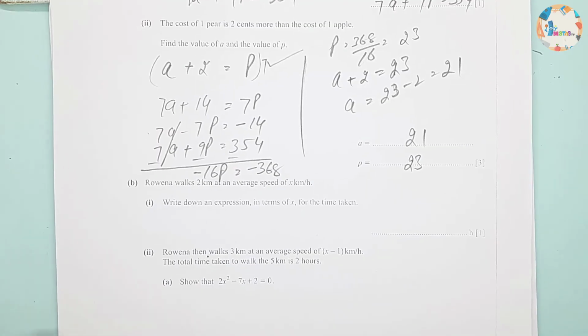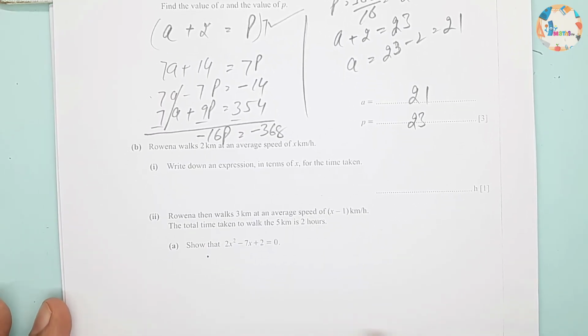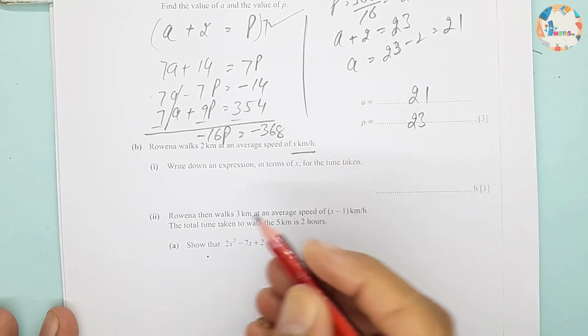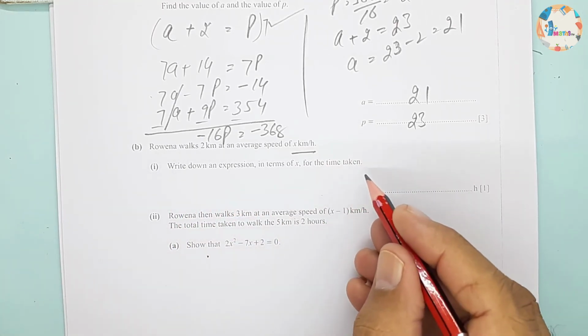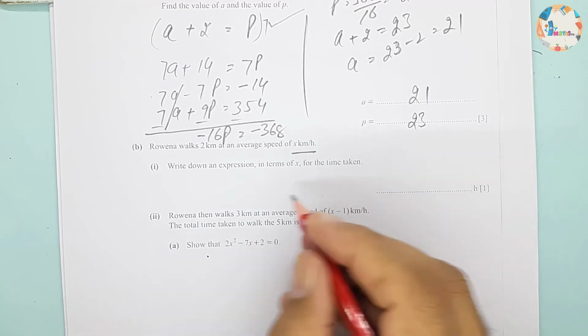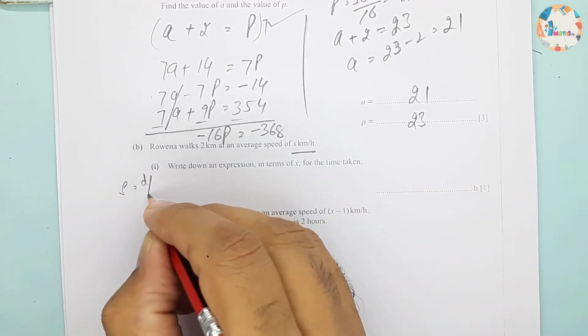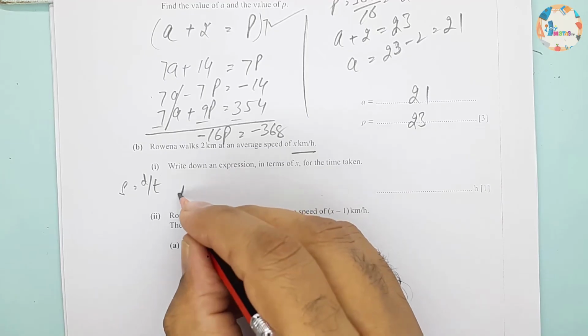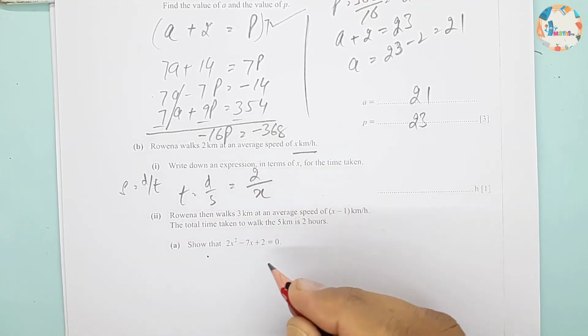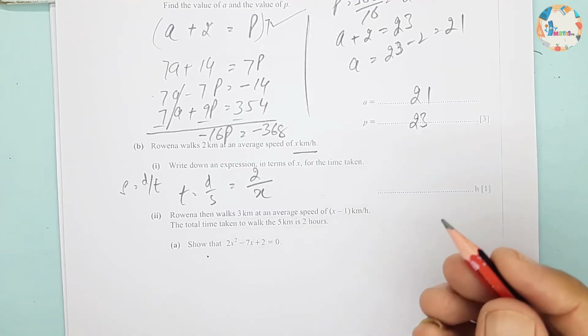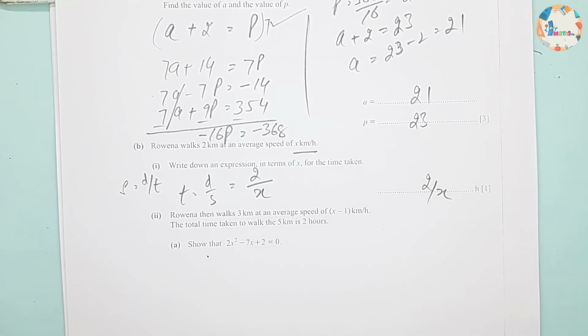Now Rowena walks 2 kilometers at an average speed of x km per hour. Write an expression in terms of x for the time taken. So speed is equal to distance over time. This is the relation. So t will be equal to distance over speed, and distance is 2 kilometers. Speed is basically x, so we can write 2 over x. This will be our expression.